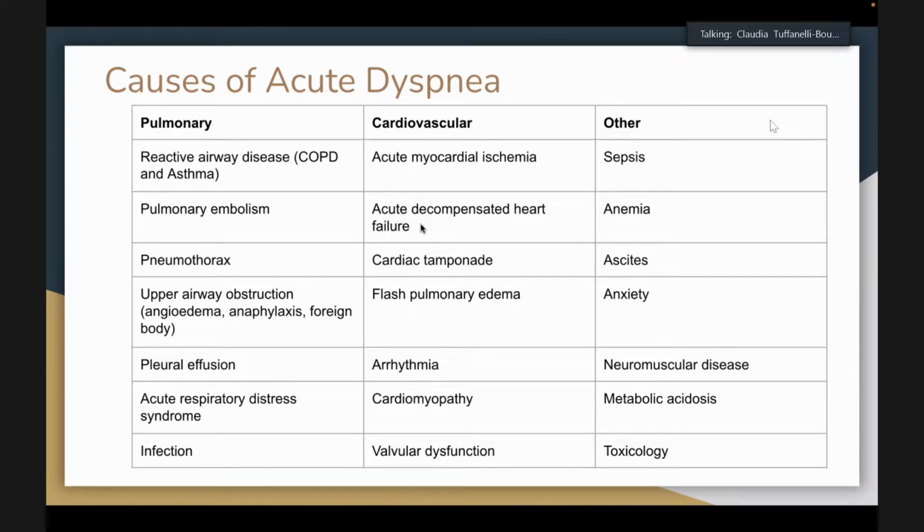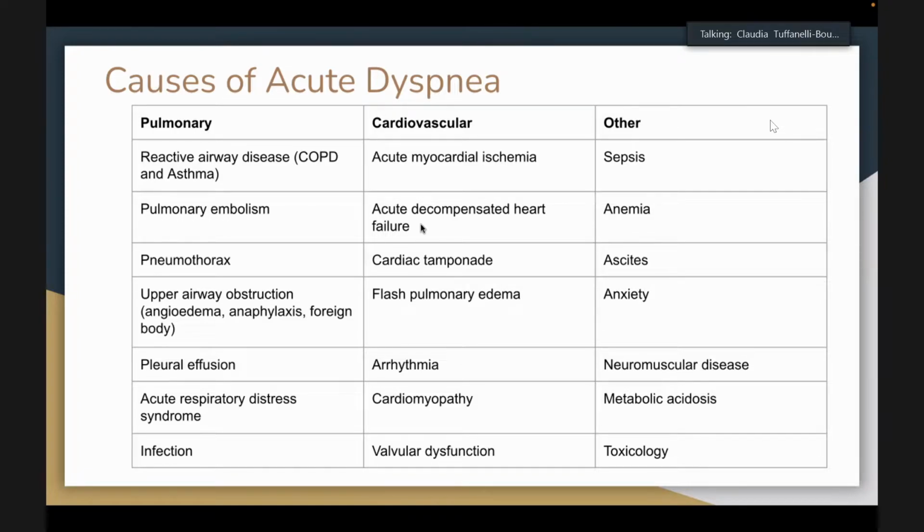But if they're at first undifferentiated, I like to consider what could be the cause. There are a few main categories, the primary being pulmonary. Is their trouble breathing predominantly coming from a pulmonary cause? Some of the causes are COPD, PE, pneumothorax, asthma. Is there an upper airway obstruction? Is there oral swelling? Is somebody having an anaphylactic reaction with swelling or wheezing that's causing their dyspnea? Pleural effusion, ARDS, which we'll talk about more in later weeks.